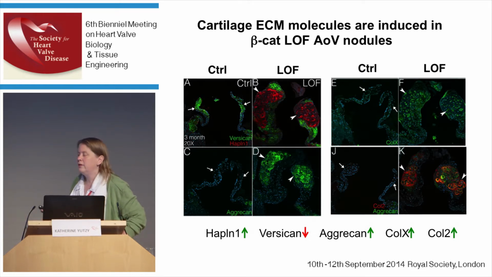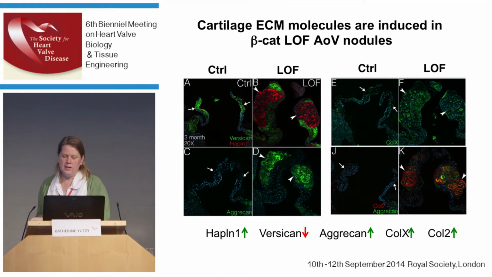We see collagen 10, which is a collagen that's indicative of hypertrophic cartilage. Very specifically, in these nodules, we don't see any collagen 10 in a normal control valve. And again, collagen 2, which is in red here with aggrecan, is also induced. So we see a huge complement of cartilage-like extracellular matrix proteins that are activated in these mutant valves.